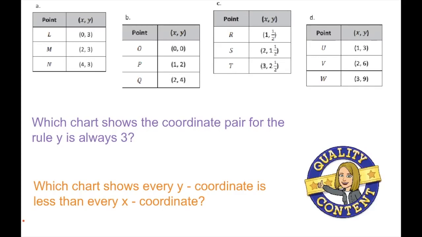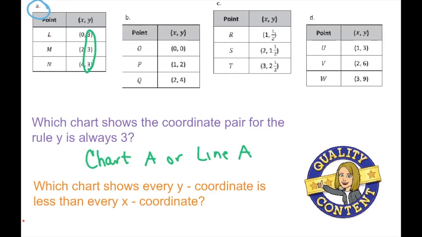All right, here we go. Here's a quick think. Which chart shows the coordinate pair for the rule that Y is always 3? So I want you to look for the chart that shows that Y is always 3. I'm going to give you some think time. Awesome. You may have noticed that in chart A, Y is always 3, which I can show here, right? So that is chart A, or line A, that shows Y is always 3.